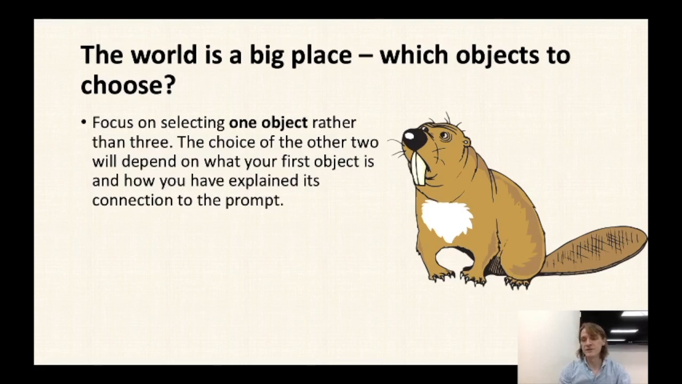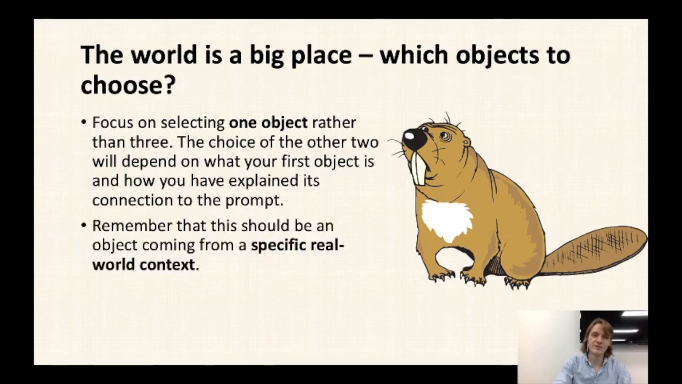As you know, you will have to justify the inclusion of each of your objects in the exhibition, and to a large extent, how you justify the inclusion of the second object depends on how you have connected the first object to your IA prompt. So focus on selecting one object first, and that seems like a more manageable task, and don't worry too much about the other 2 objects for the time being. That's exactly the approach I'm going to take in this particular video.